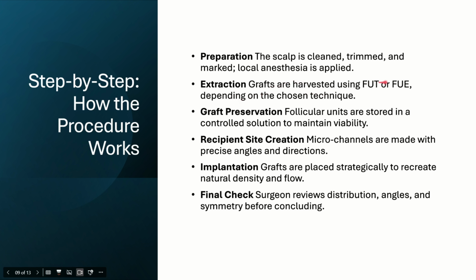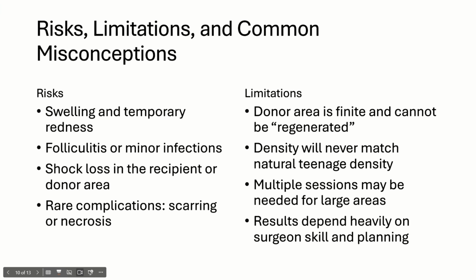Extraction, of course, with the different techniques I showed before. Graft preservation: follicular units are stored in a controlled solution to maintain viability. Then recipient site creation: microchannels are made with precise angles and direction. The angle and direction of the newly transplanted hair are very important. Implantation, and of course, the final check.